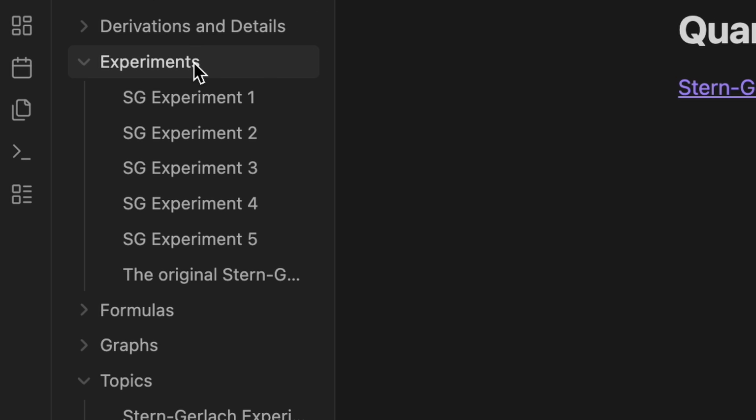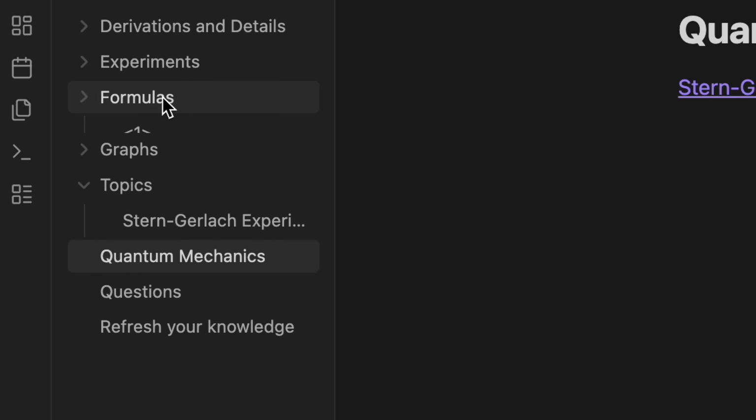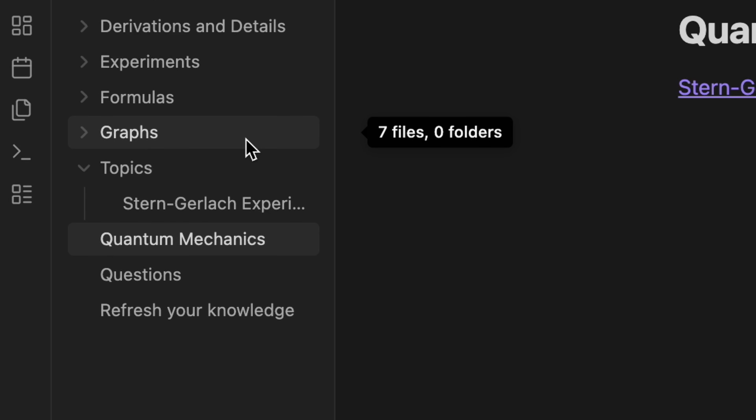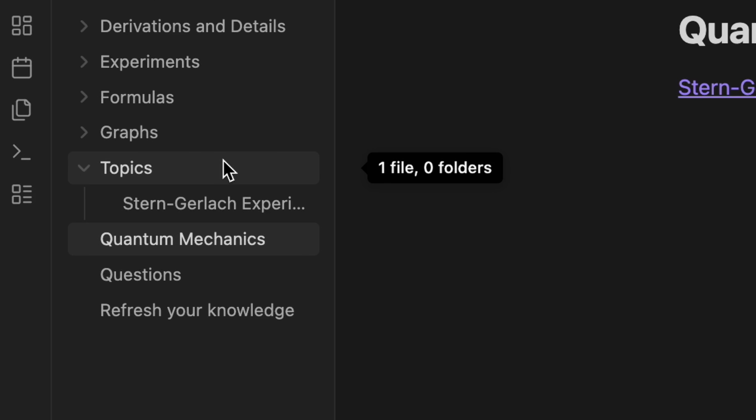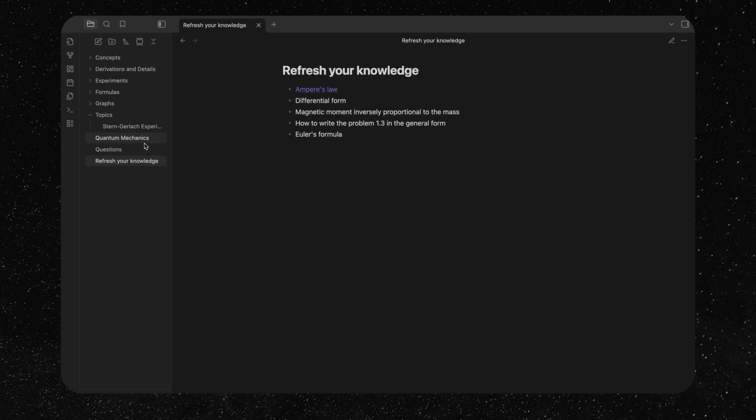Then we have a folder for experiments, especially important since quantum mechanics is full of thought experiments. The first chapter of the book I'll be following is based on experiments. Then formulas for specific equations, also stored with numbers. Graphs, these are pictures that I'll draw on my iPad and paste into notes. Topics, bigger sections starting with the Stern-Gerlach experiment. Questions is a note for questions that I might ask my professor. And there is also a note for refreshing my knowledge. Some topics are concepts I already learned before, but I want to revisit later.